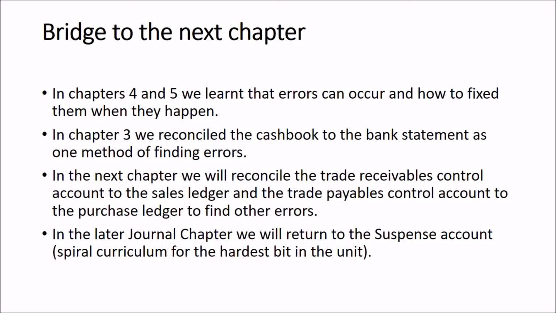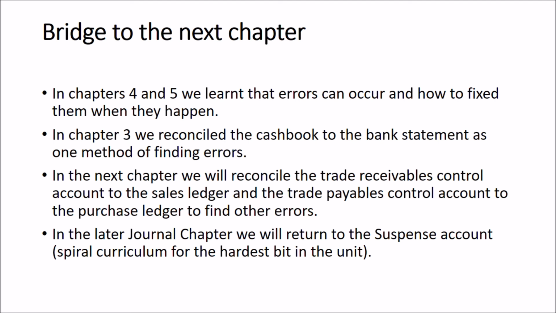In chapters 4 and 5, we learned that errors can occur, and we've actually fixed the errors using the suspense account. In chapter 3, we reconciled the cash book to the bank statement and had that as one method of finding errors. Now, in the next chapter, we're going to reconcile the trade receivables control account to the sales ledger, and the trade payables control account to the purchase ledger, and we're going to find other errors. And typically what we're going to do is answer the last question that we've got, which is, there's a difference between the trade receivables control account and the sales ledger, or the trade payables control account and the purchase ledger.